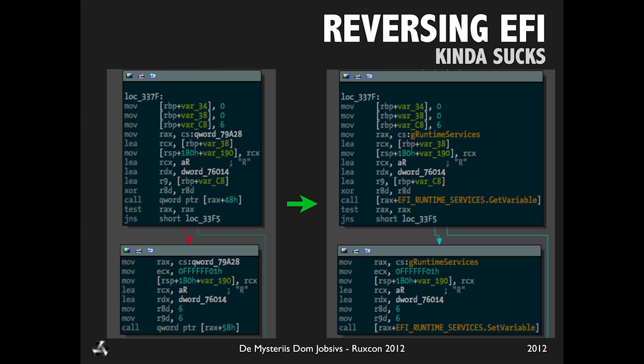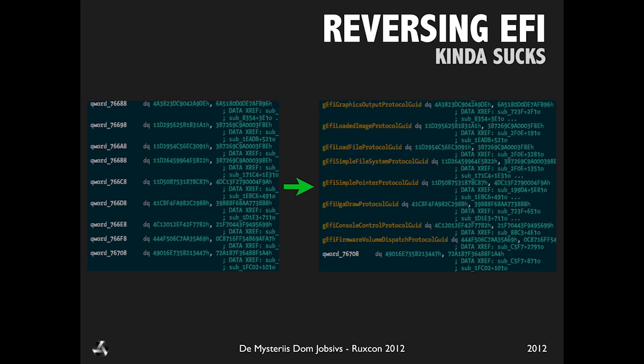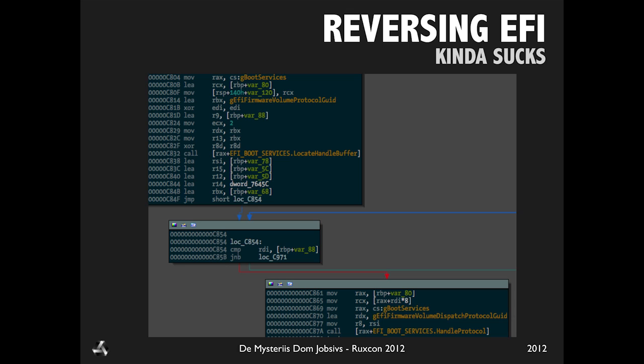IDA's not real good at this, it doesn't know anything about what's within EFI. So I wrote some little IDA Python scripts to work out where the boot services table has gone and where it's been stored, what data it's been stored in, and then reassign all the function calls to boot services and runtime services. It takes your code and makes it look something like that. If you're looking at reversing EFI, it's probably a good starting point.